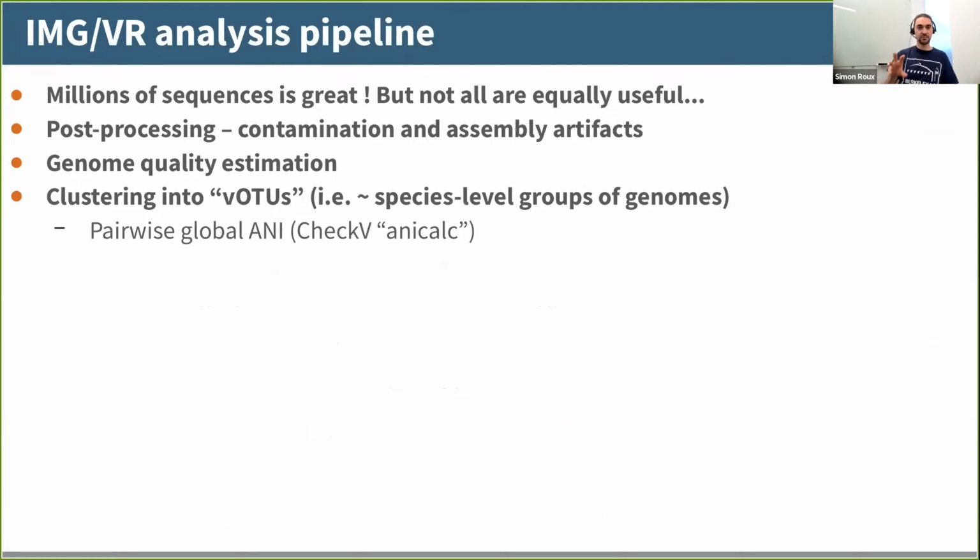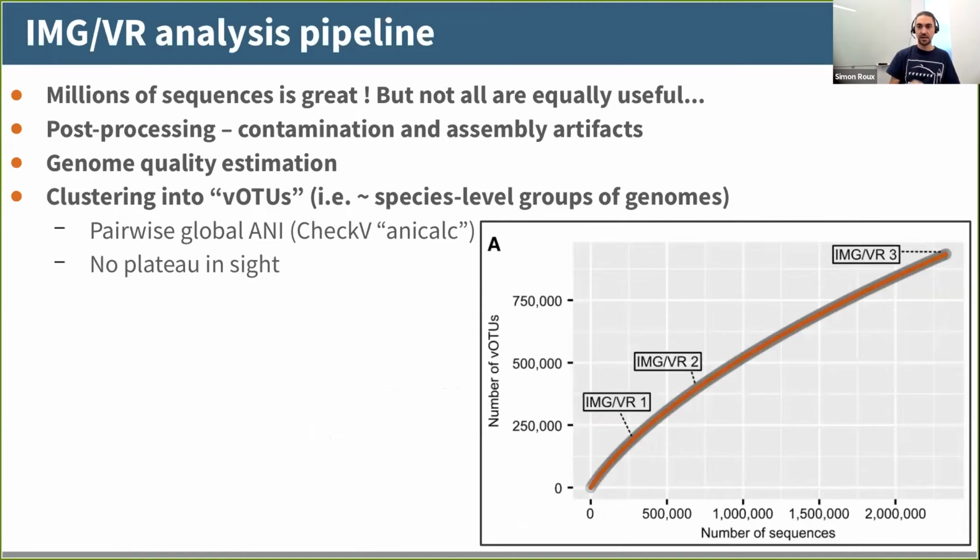Then we cluster into VOTUs, again using CheckV based on pairwise global ANI. Another piece of data here, we have done some quick accumulation curves or rarefaction curves, depending on how you want to call them, using all of IMGVR, V2, and V3. And as we accumulate more viral contigs, basically, do we see less and less VOTUs?